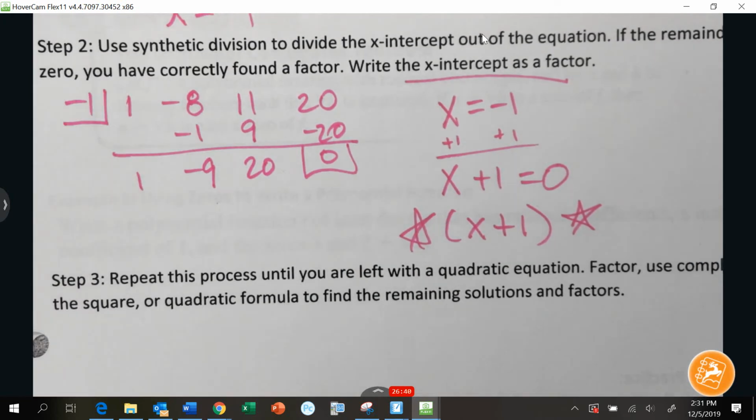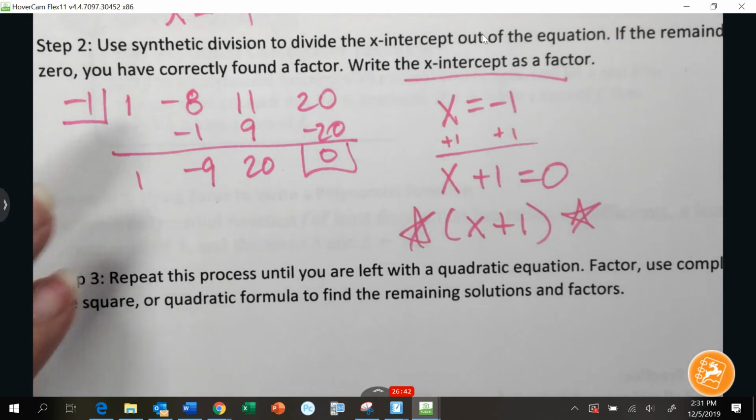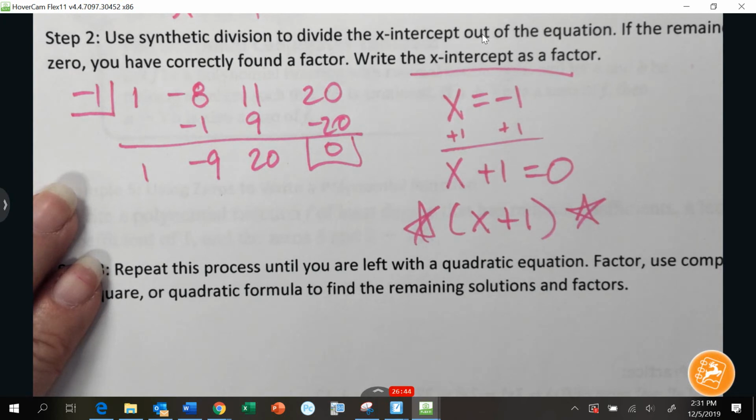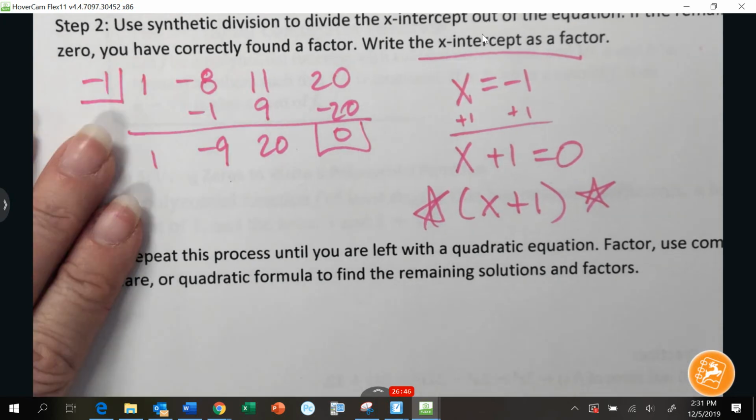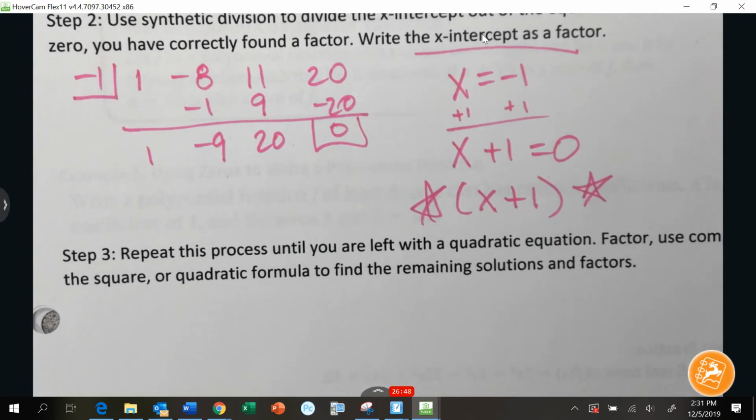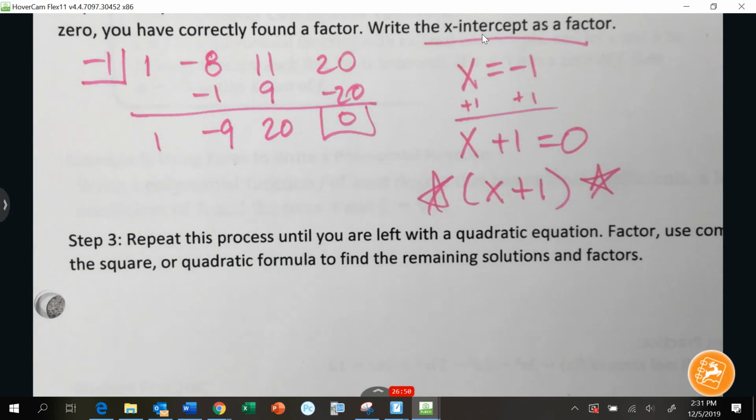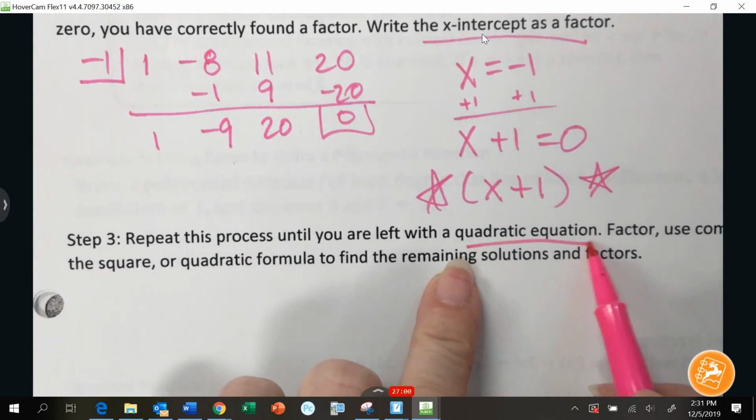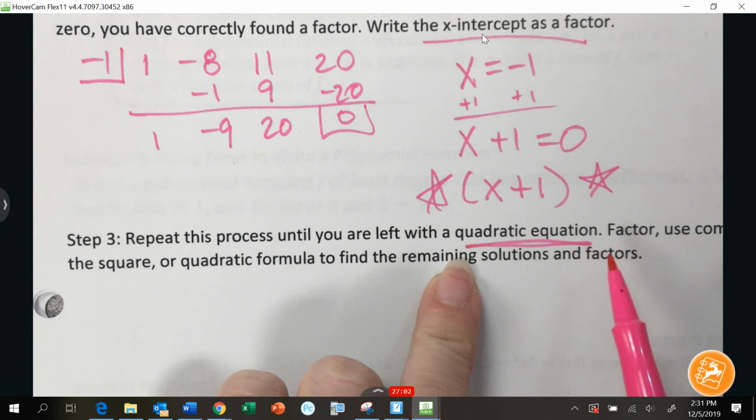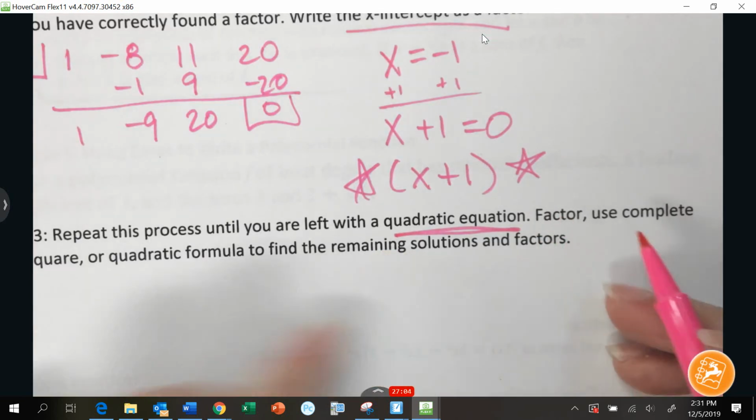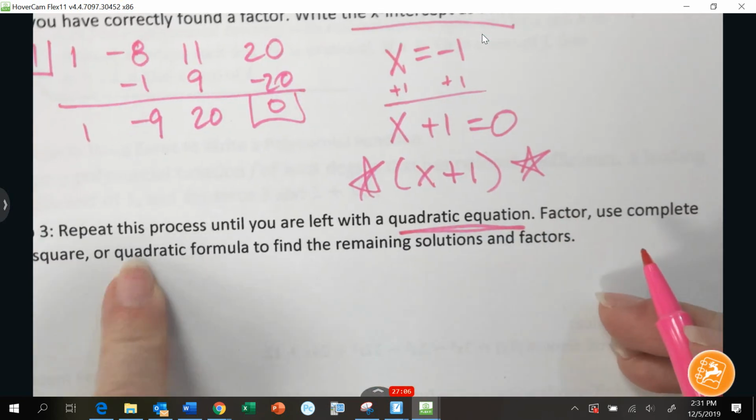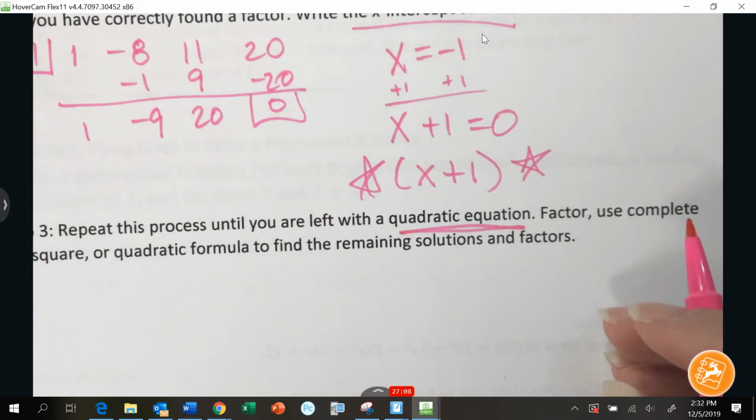We have to find the rest of the factors. I'm only making you do 2 factors by yourself. So if we start with a cubic, you can take out 1 of them. If we start with quartic, you can take out 2 of them using the calculator. If we start at the 5th power, you can take out 3 of them using the calculator. But you have to get it down to quadratic. So once you've got it down to quadratic, we're going to either factor or use complete the square or quadratic formula to find the remaining solutions.